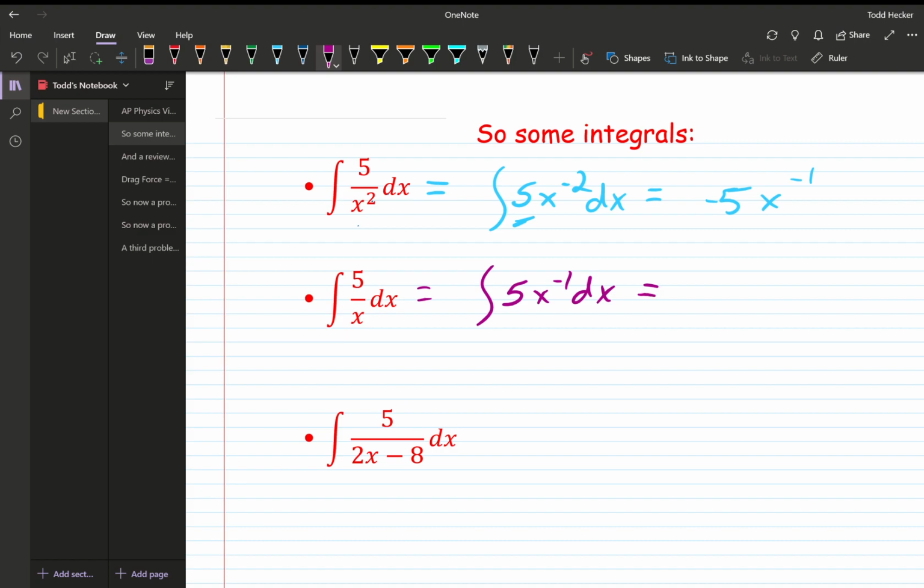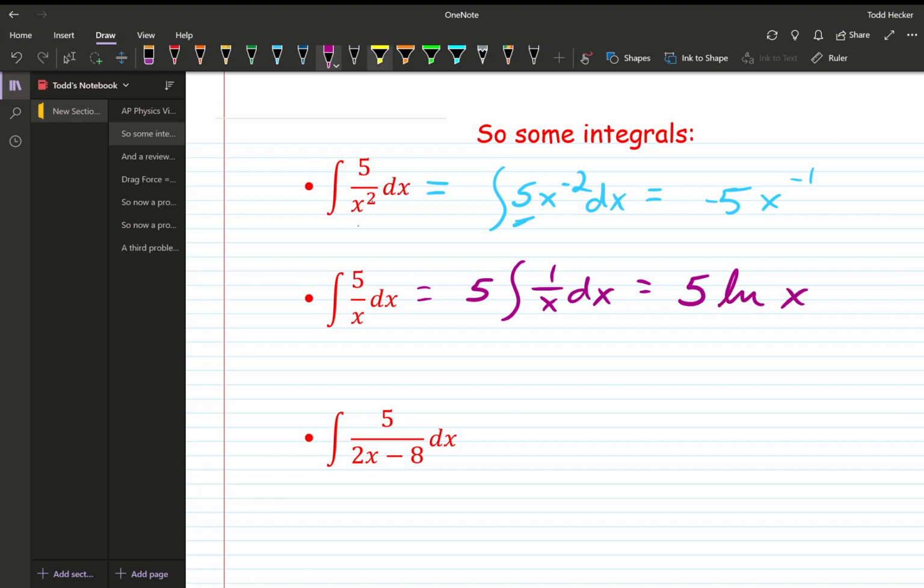So when I use my power rule, my exponent's going to go up by 1. That's going to give me x to the 0. Oh, that doesn't make sense, right? So I'm going to use a logarithm. This is the same as 5 times the integral of 1 over x dx, right? Because you can pull out the 5. And the integral of 1 over x is, we decided, natural log of x. So this is 5 times the natural log of x.